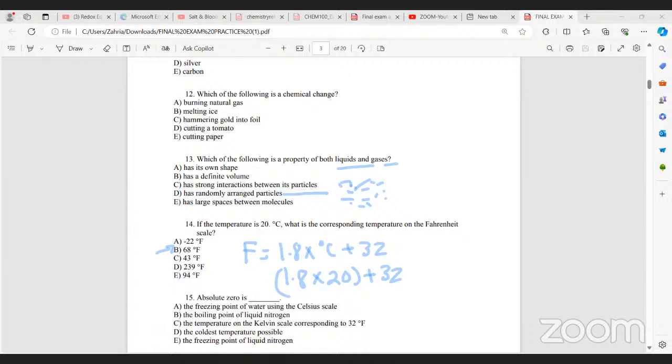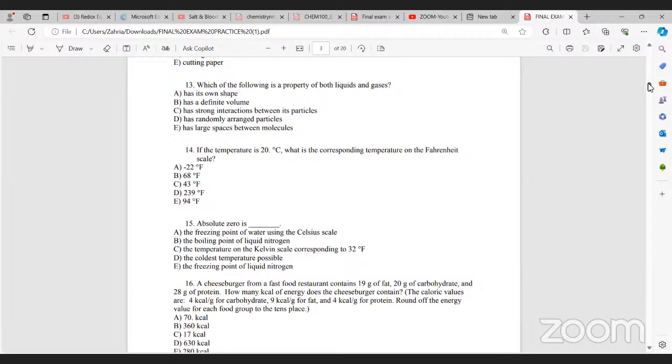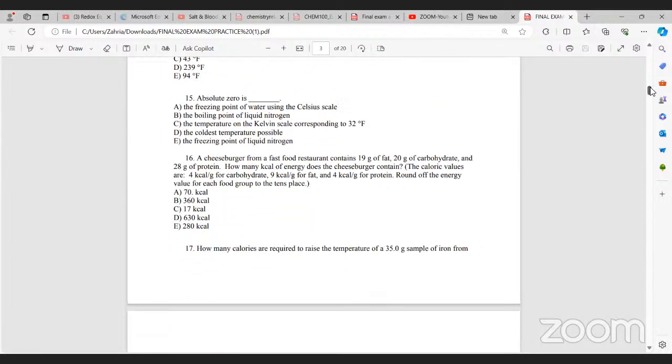Number 15. You have to do what? For 15, you have to just know it. All right. Absolute zero is the coldest temperature possible. That's just one of those things that you read in a chemistry book and keep it pushing. So I won't take a lot of time addressing that one.